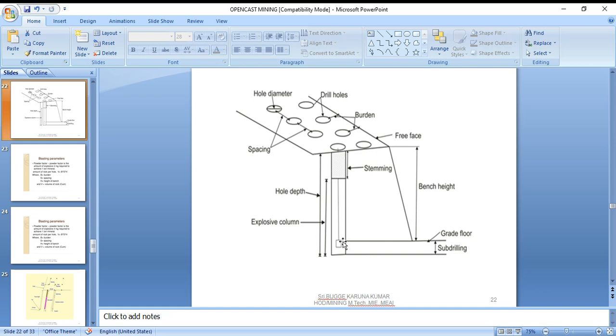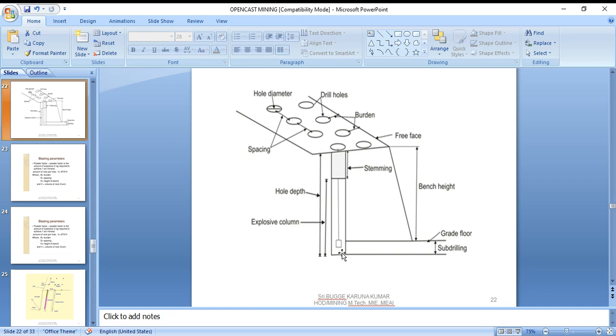Similarly, the depth of the hole. Without enough depth, you get what is called toe formation. To avoid toe formation, maintain the sub drill. Sub drill is 10% of the bench drill depth. That much extra you have to drill.